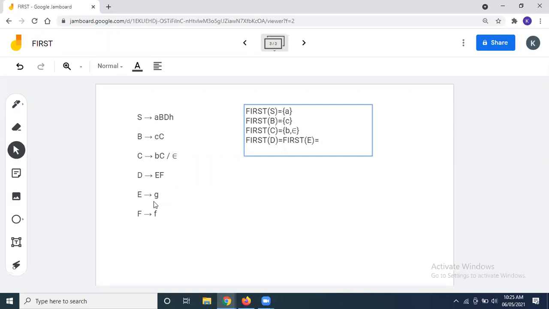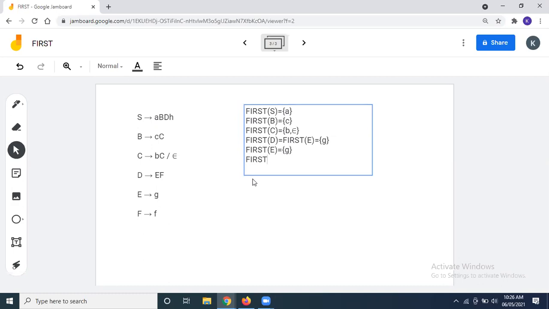So what is first of E? What we have immediately to the right hand side of this production? Yes, it's a terminal G. Very good. So first of D is nothing but terminal symbol G, right? So first of B and first of E both are same. So next is first of E. We know first of E is G. So here you write G, right?